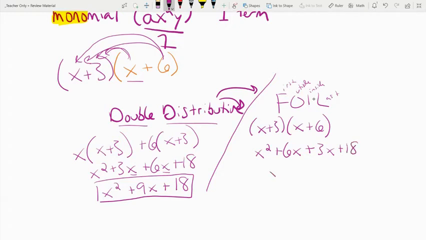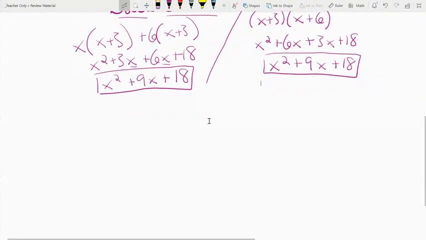I have to simplify this by combining like terms. Notice that I get the exact same answer. FOIL is double distributive property. It's just a different way to think about it, okay? But they are the exact same thing. All right. Now, one thing I want to talk about are some special situations with this.